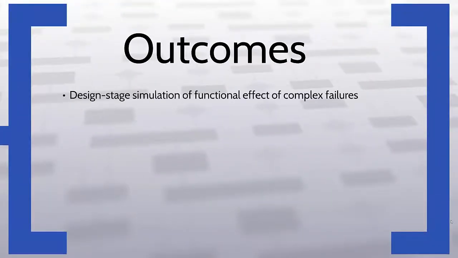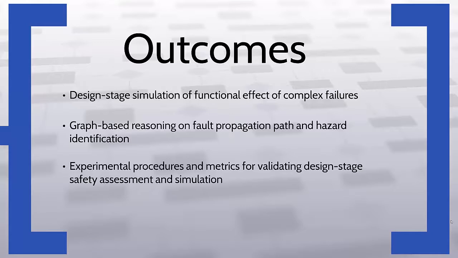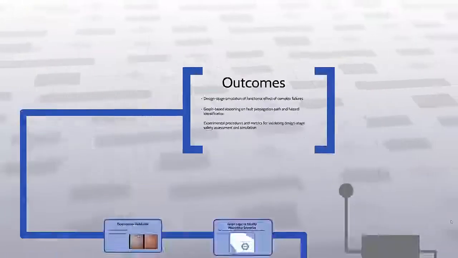The outcomes of this project so far have been the development of a means of a function-based failure simulation from known hazard data, a graph-based approach to identifying fault propagation path and new hazard identification, and a set of experimental procedures and metrics for validating the fault propagation paths and the functional effects.